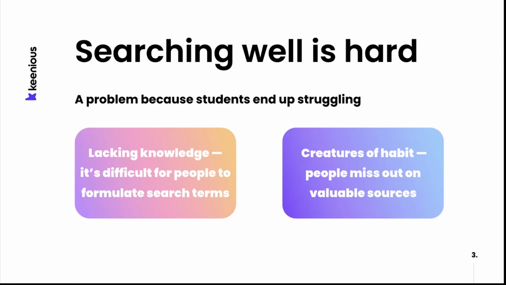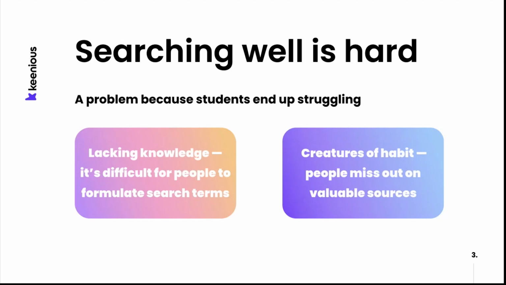The second problem we've seen with searching is that it's hard because we're also creatures of habit. We tend to just go with the way we have established to find information. Some people will always start with a paper's bibliography, but then they'll be engaging with the same sources as that paper did, right? So it can be limiting as well.